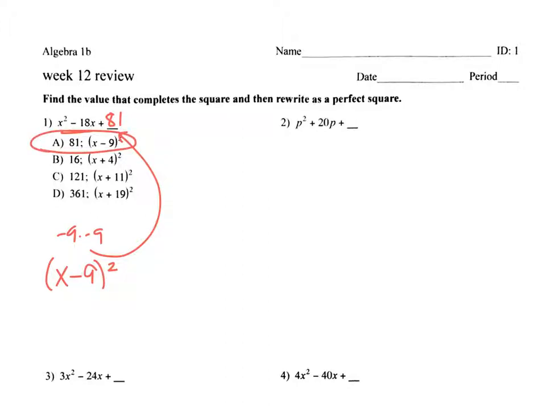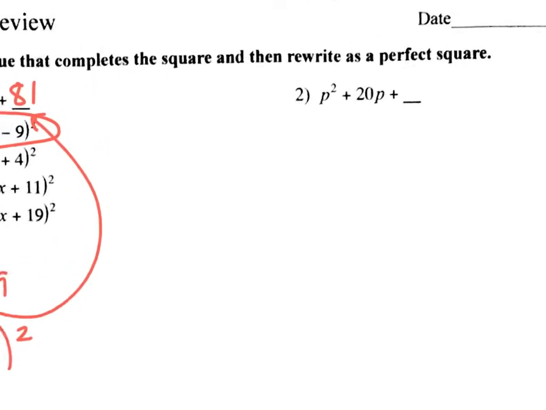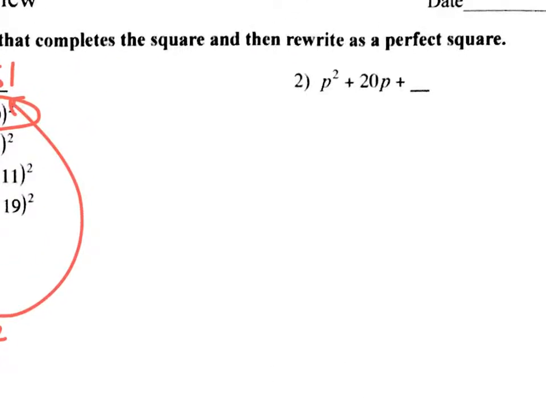If I do question 2, very similar. So on question 2 here, split 20 apart is 10 and 10. So that gives me, here they're using the variable p, so p plus 10. Don't forget the squared. And then to find my final number, I just do 10 times 10, which is 100.